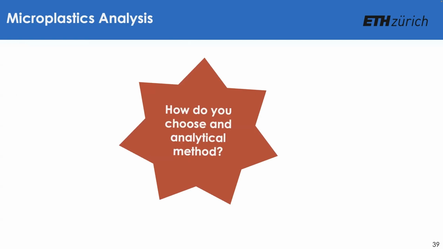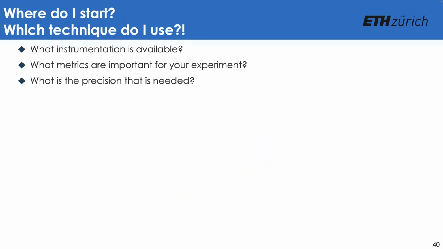So now I've given several different types of examples of analysis. You might be thinking to yourself, okay, great, there are a couple of different options available. How am I actually going to choose my analytical methods? Where do I start and which technique do I actually use? I guess most obviously you have to see what is in your lab in terms of instrumentation, or within your university, or through collaborations. But also what metrics are really important to you. Do you want to know the size and the number, or do you just need to know the plastic mass? And what is the level of precision that's actually needed for your specific experiment?